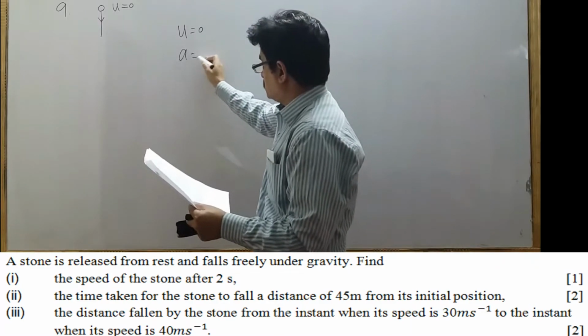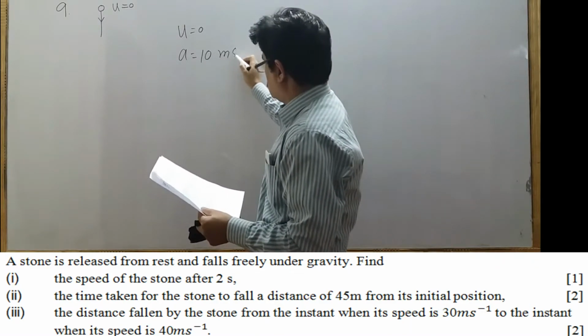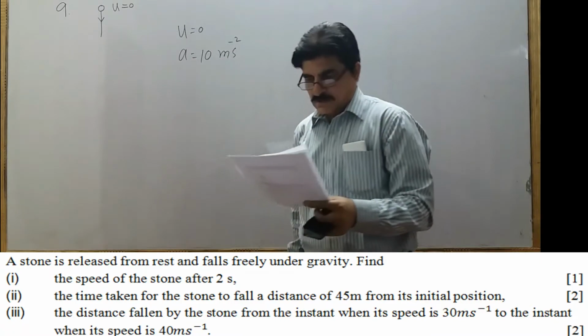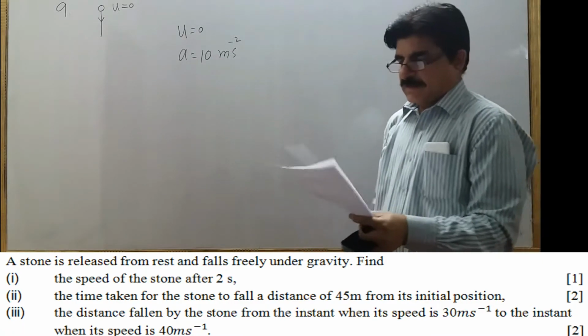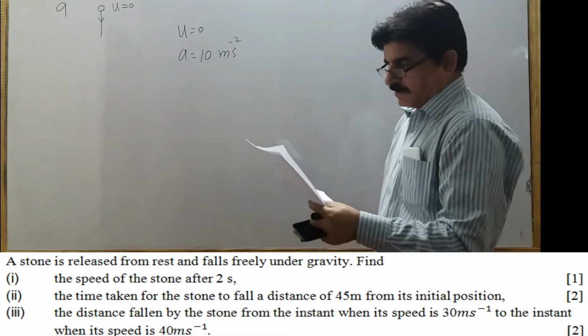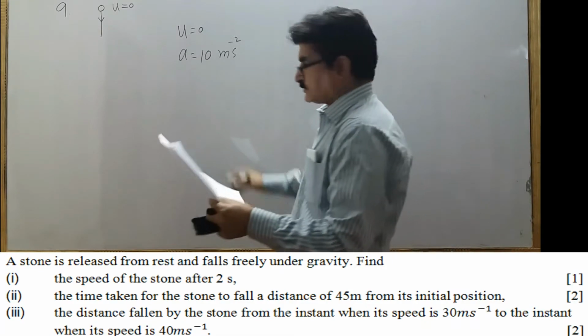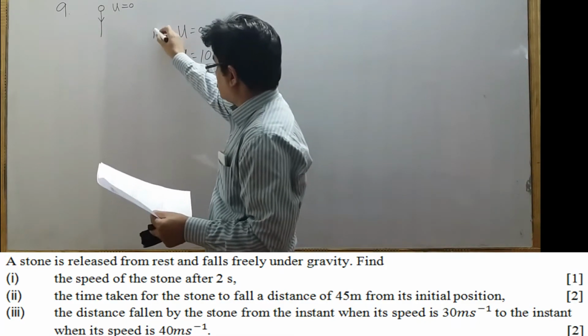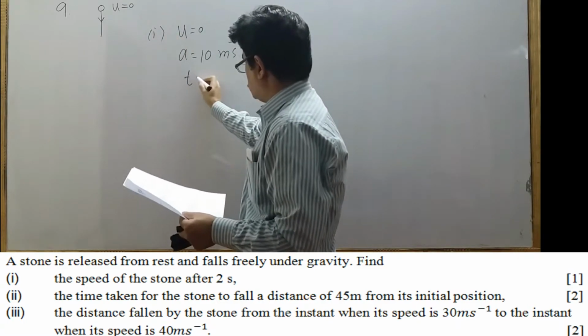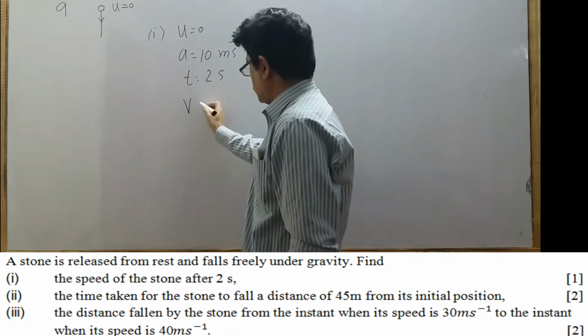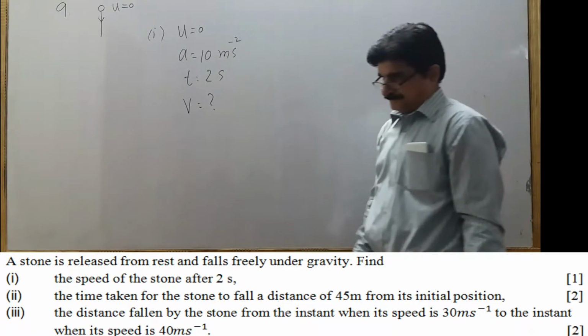Acceleration will be 10. A stone falls under gravity. Air resistance is negligible. Find the speed of the stone after 2 seconds. This is the first part. Time is equal to 2 seconds, and we have to find v.